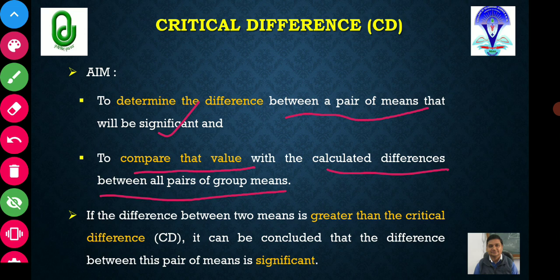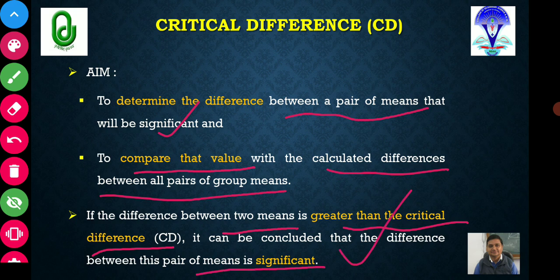Suppose you have calculated the means of different groups. On one side you have calculated the CD value, and on the other side you have calculated the difference between the two means. If the difference between the means is greater than the calculated CD value, then these two means are different from each other. That is the interpretation. So it can be concluded that the difference between this pair of means is significant.